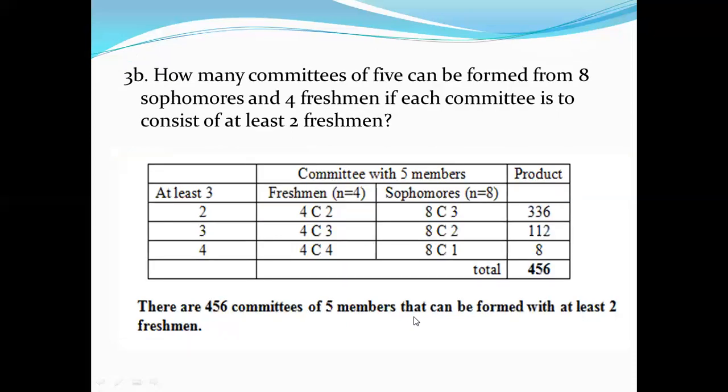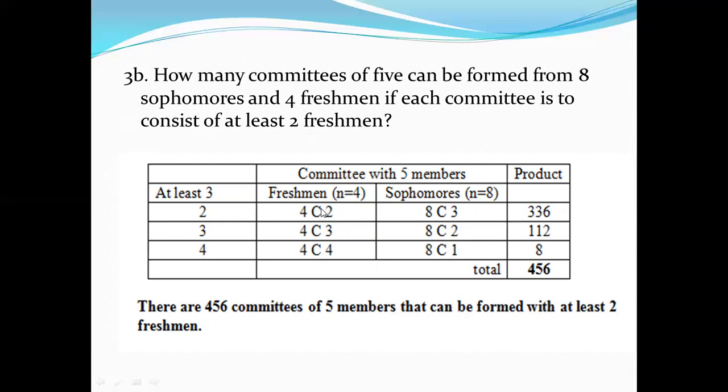And then last problem natin would be, how many committees of 5 can be formed from the 8 sophomores and 4 freshmen if each committee is to consist of at least 2 freshmen naman? Pag sinabi natin at least, pataas yung bilang natin, 2, 3, and 4. Bakit tayo nag-stop sa 4? Kasi hanggang 4 lang naman yung freshmen natin. Okay, so let's do this one by one.